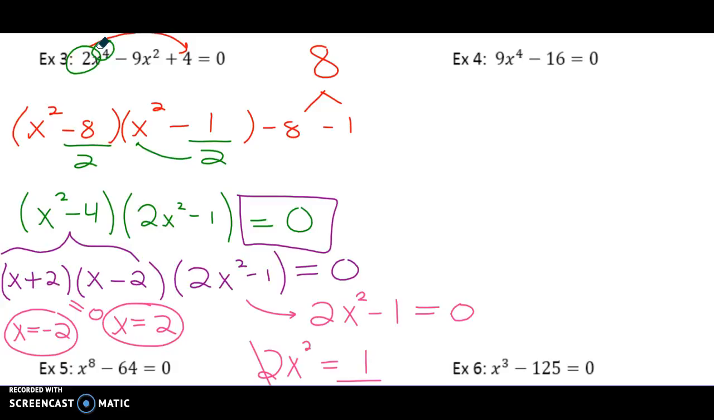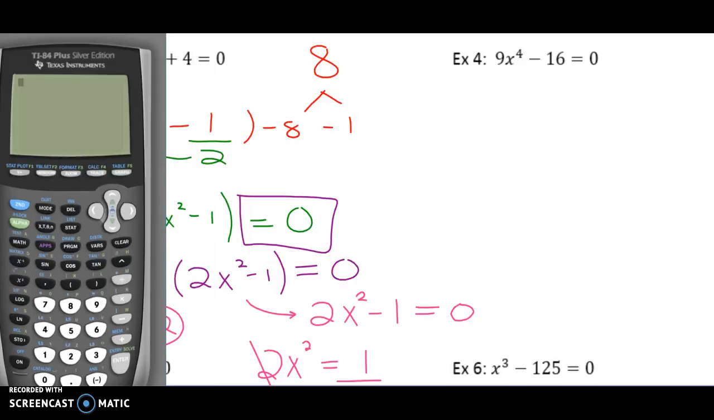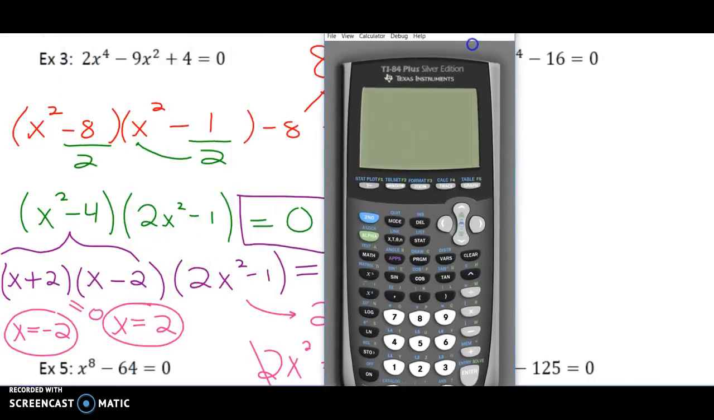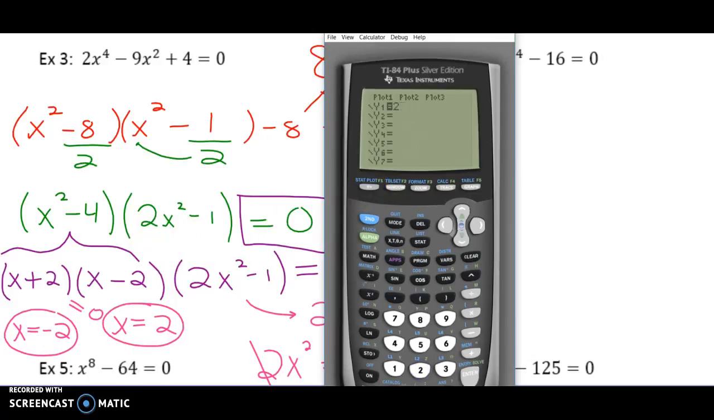So I want you to go to your calculator and graph the original problem. So go ahead and graph this on y equals: x to the fourth minus 9x squared plus 4. Now you know what the x-intercepts are, so you should be able to see your window. They're all within a 10 by 10, so your zoom should be fine.